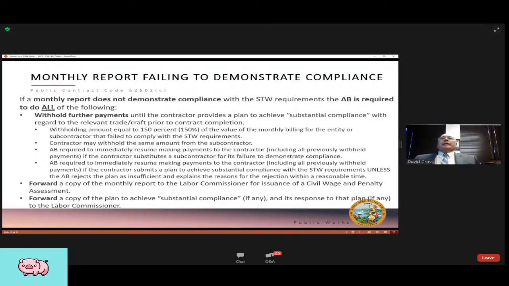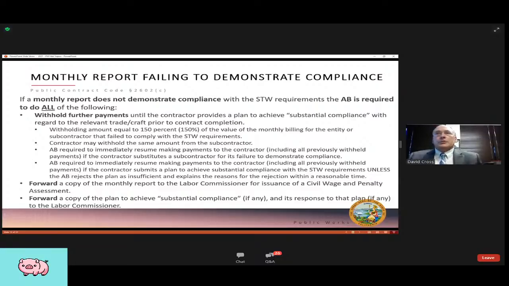So, monthly report failing to demonstrate compliance. This is kind of repetitious, but it expands upon what we just talked about. If the monthly report doesn't demonstrate compliance, the awarding body is required to do all the following: withhold further payments until the contractor provides a plan to achieve substantial compliance. What does that mean? If the subcontractor has finished their work on the job, there is no way that this subcontractor is going to achieve substantial compliance. This is not a situation where you can say, oh, I'm going to make this up on the next job.